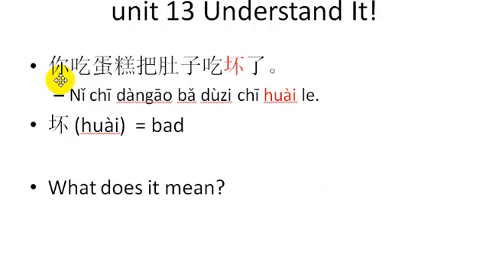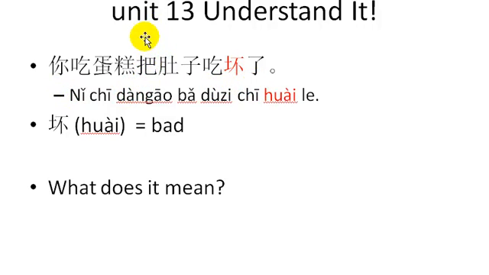你吃蛋糕把肚子吃坏了. Okay. So here you see this ba again, and we'll cover that in the grammar point. But even without being able to really clarify or understand what this ba does, you should be able to figure out the sentence. So 你吃蛋糕把肚子吃坏了. So divide this into two parts.